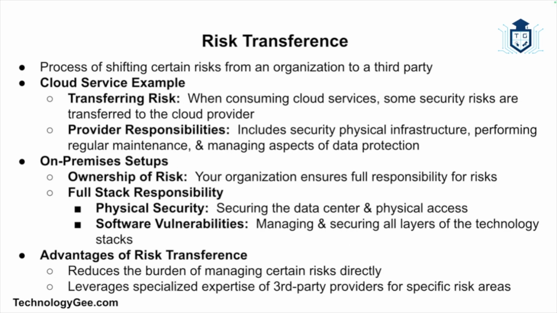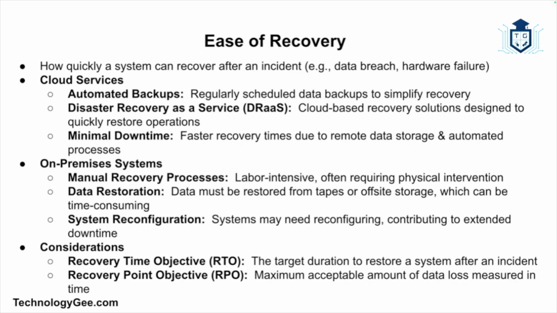Next, we have what is called risk transference, and this is when an organization shifts certain risks to a third party. For instance, using cloud services transfers some security risks to the cloud provider. They handle the security of the physical infrastructure, regular maintenance, and some aspects of data protection. With on-premises setups, your organization owns all of the risks, meaning you are responsible for the entire stack from physical security to software vulnerabilities.